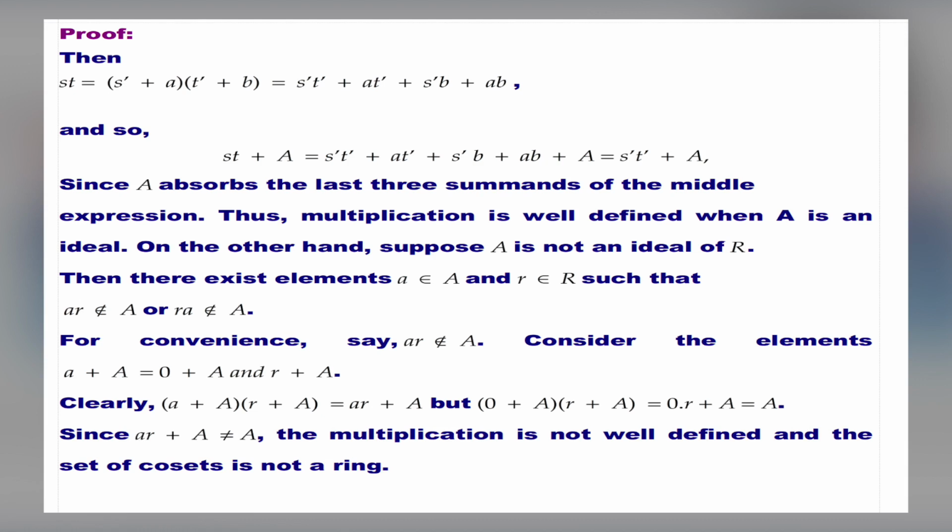Thus multiplication is well defined when A is an ideal. On the other hand, suppose A is not an ideal of R. Then there exist elements a belongs to A and r belongs to R such that ar does not belong to A or ra does not belong to A. For convenience, say ar does not belong to A. Consider the elements a + A = 0 + A and r + A. Clearly, (a + A)(r + A) = ar + A, but (0 + A)(r + A) = 0·r + A, that is equal to A. Since ar + A is not equal to A, the multiplication is not well defined and the set of cosets is not a ring.